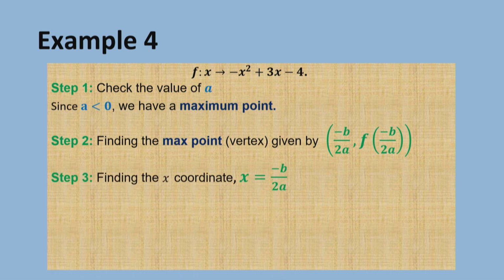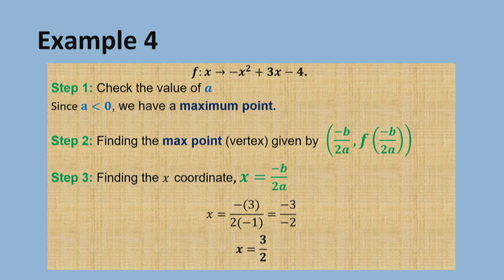We start with the x value, the x coordinate. So x will be equal to minus b over 2a. That is minus 3 over 2 times minus 1. That's minus 3 over minus 2. Remember, negative over negative is positive. So that's 3 over 2. We have the x coordinate.